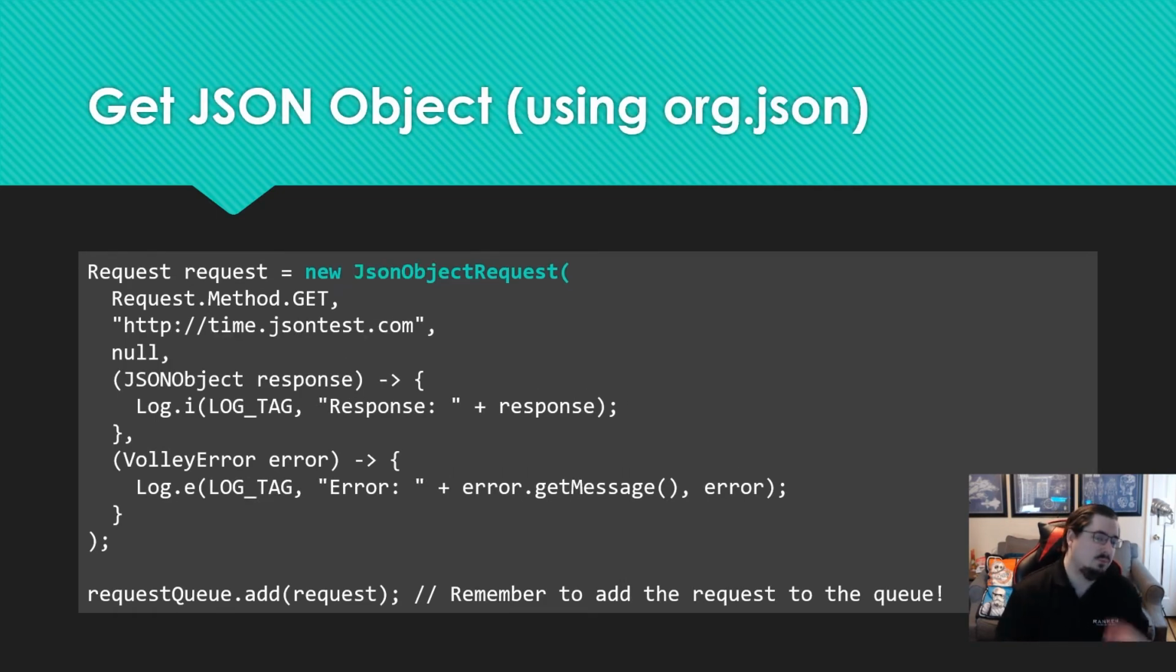So more than likely, the data we get back is going to be JSON data. So in that case, we'll use a JSON object. We can use a JSON object request instead, and that will parse it as a JSON object. Now, this version here uses the org.json libraries. So it's going to come back here as this JSON object thing.